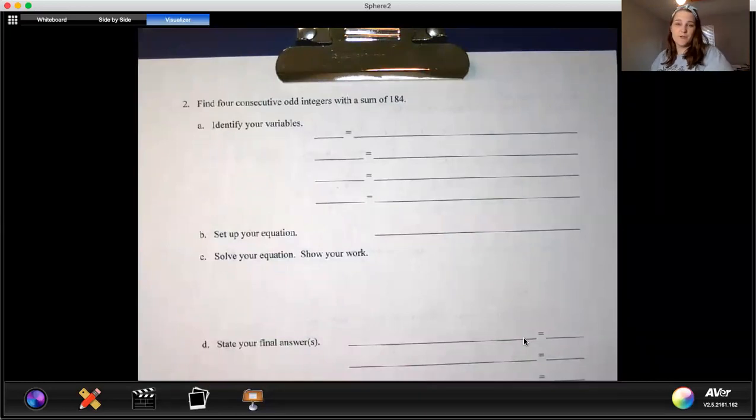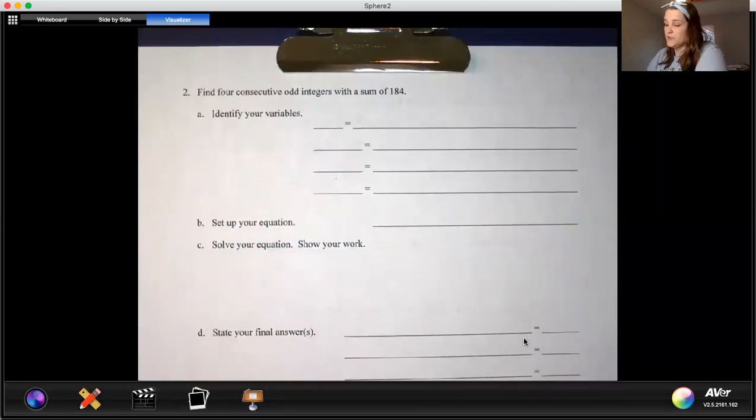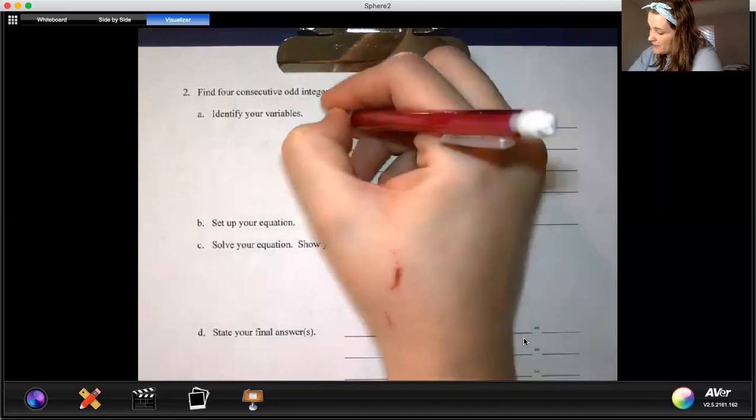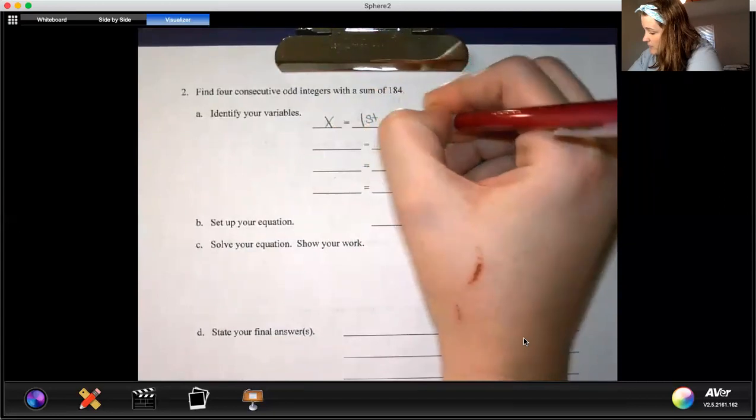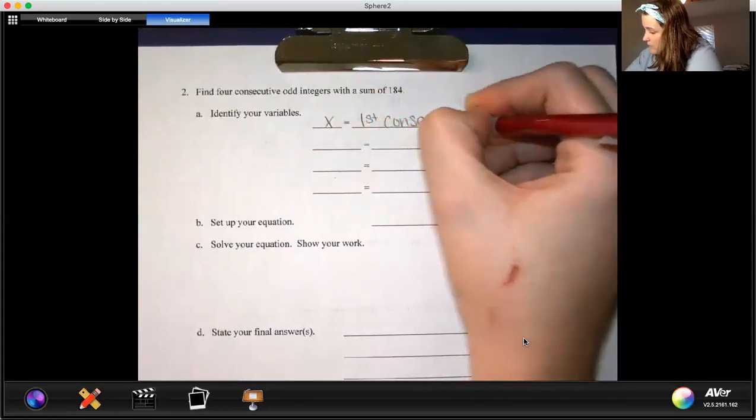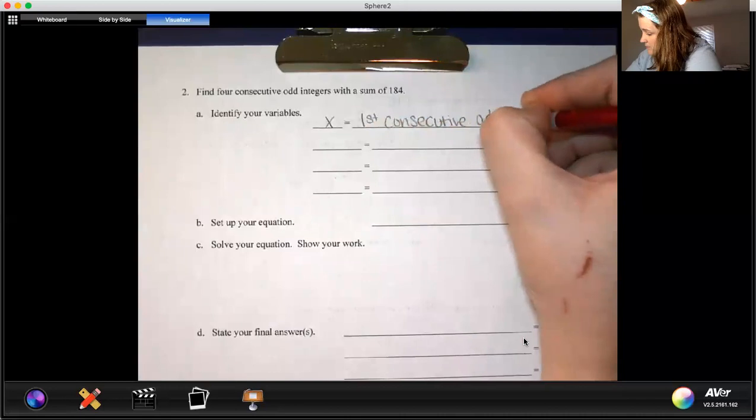So first thing we need to do is identify our variables. So again, it has to be the same variable, but just manipulated slightly, okay? We don't want to say X, Y, Z, W, or A, B, C, D, okay? Because that's not going to help us. Everything needs to build off of the other variable for us to be able to solve. So in this scenario, I'm going to say that X is my first consecutive odd integer.